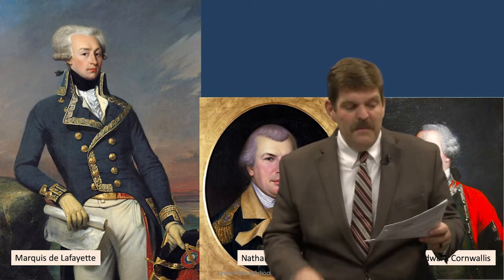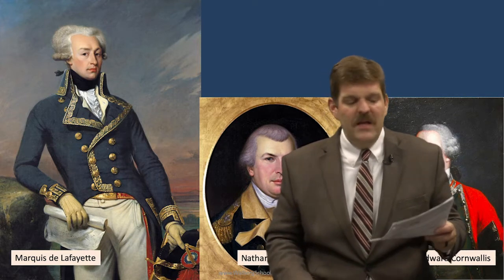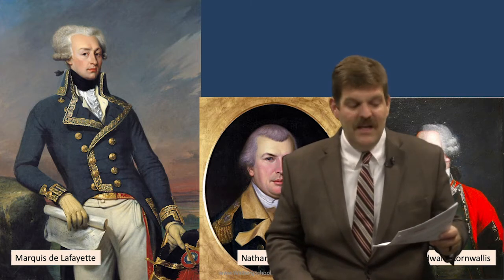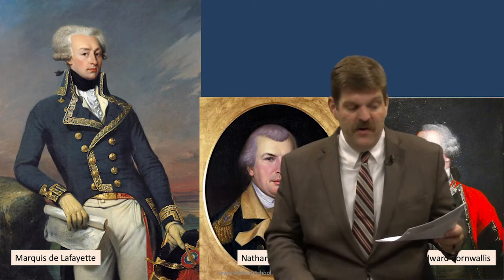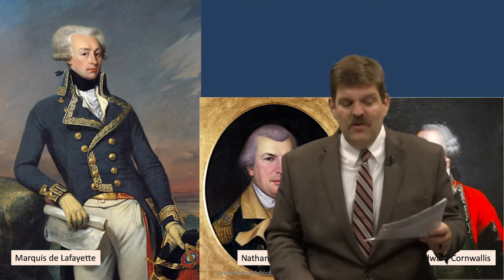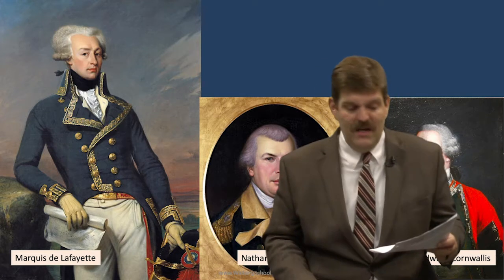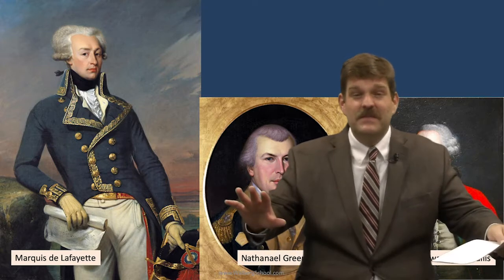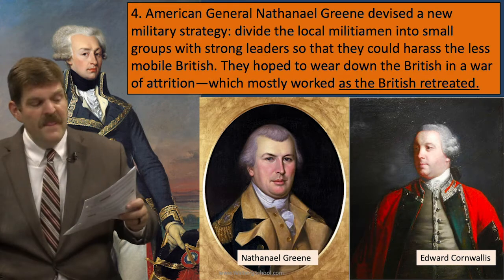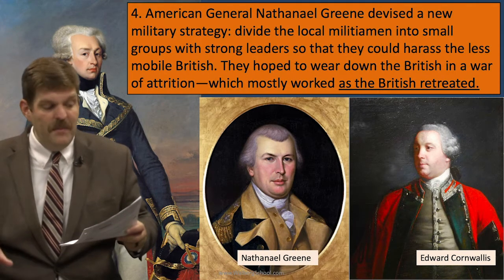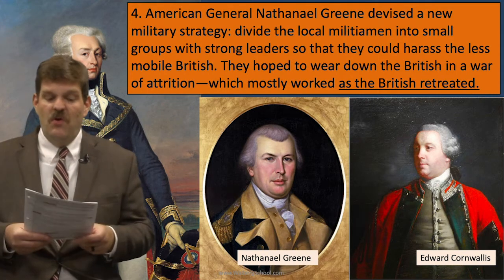But the tide of the battle turned when the Marquis de Lafayette convinced Louis XVI to finally send French troops to America. American General Nathaniel Greene devised a new military strategy. Nathaniel Greene basically says, okay, Washington's got his approach, I'm also going to give my approach on this too, which would divide local militiamen into small groups with strong leaders.